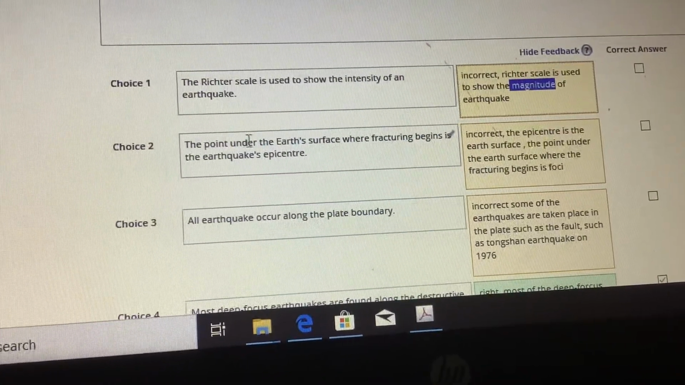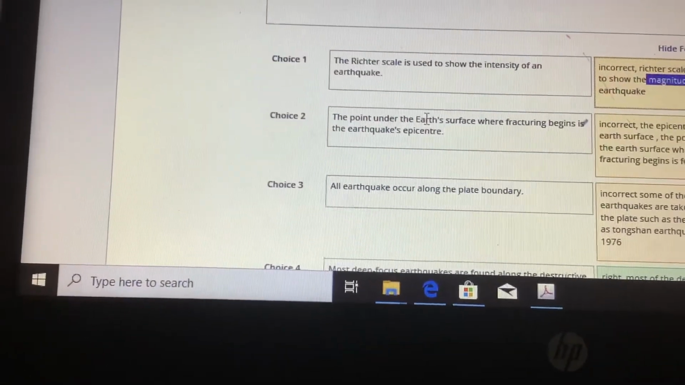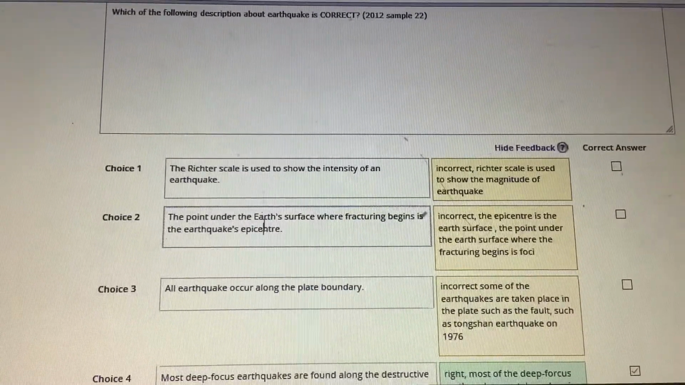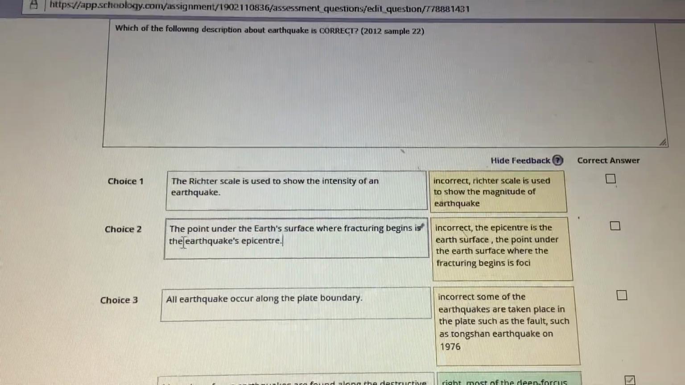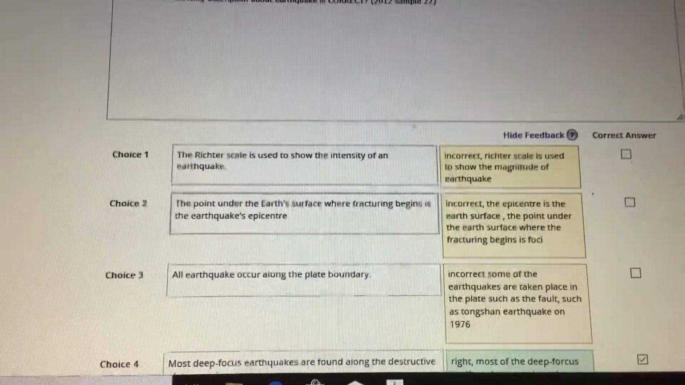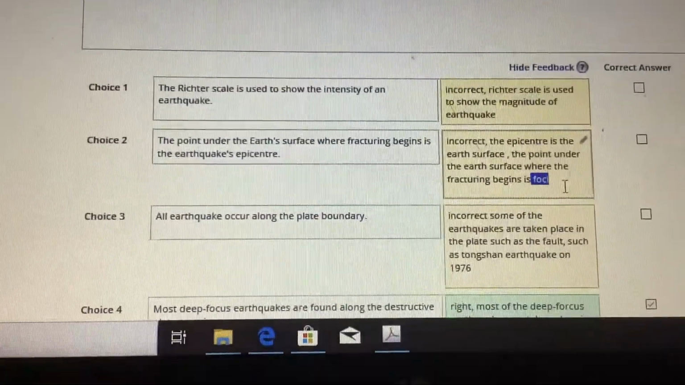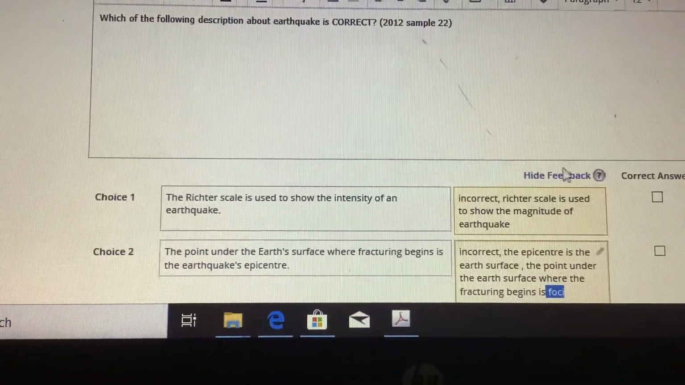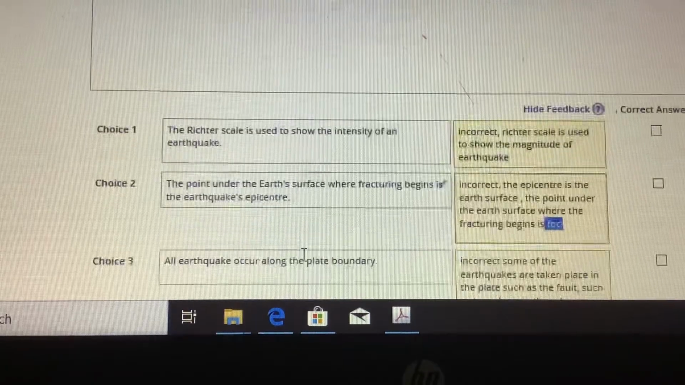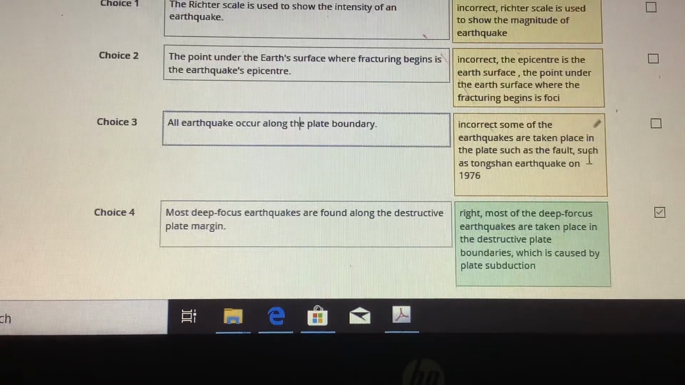Then, the point under the earth surface where the fracturing begins is the earthquake epicenter. Sorry, a bit of shaking here. I want to adjust the angle like this so you can have a full view. This one is wrong because the fracturing place should be the foci. The point where the fracture begins is the foci, not the epicenter. Earthquakes occur along the plate boundary, because it is always about the faults.